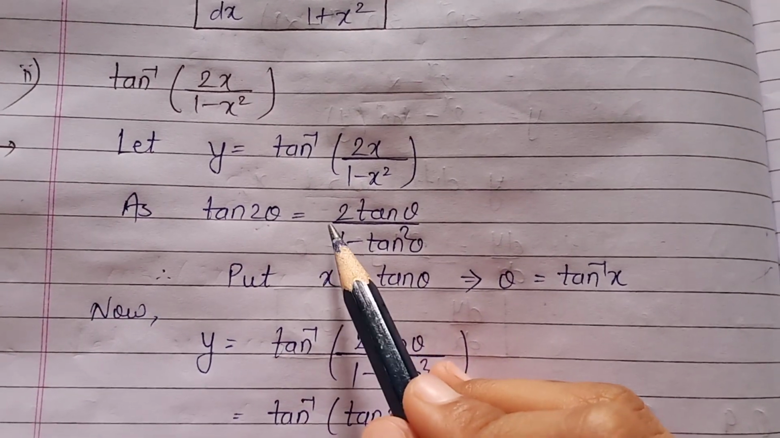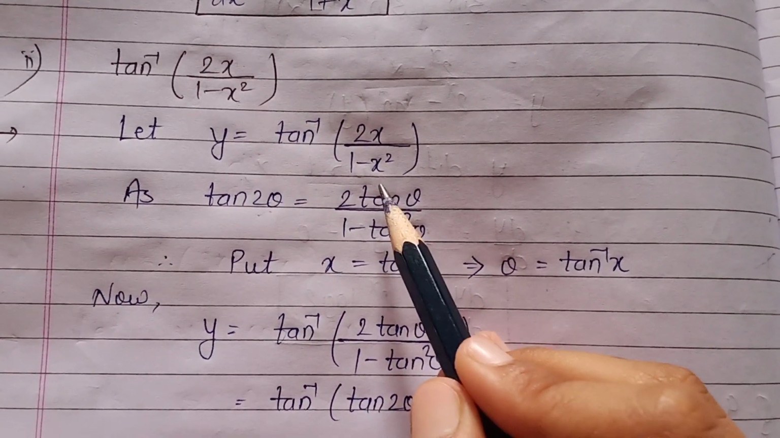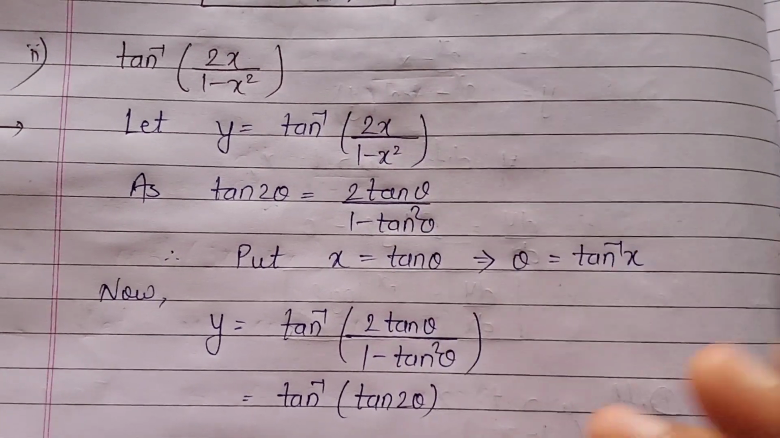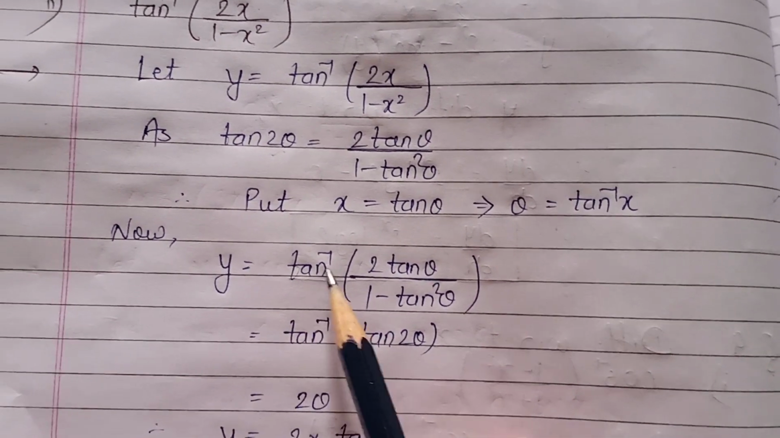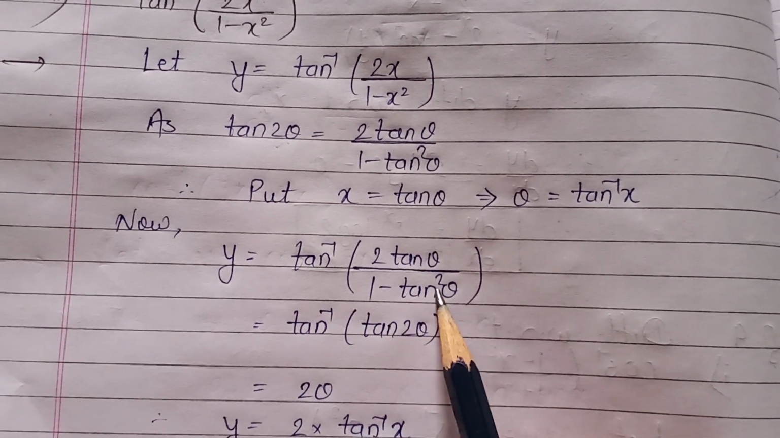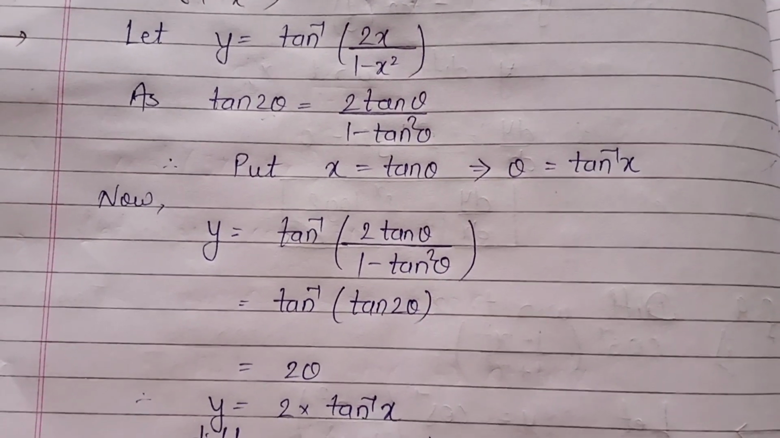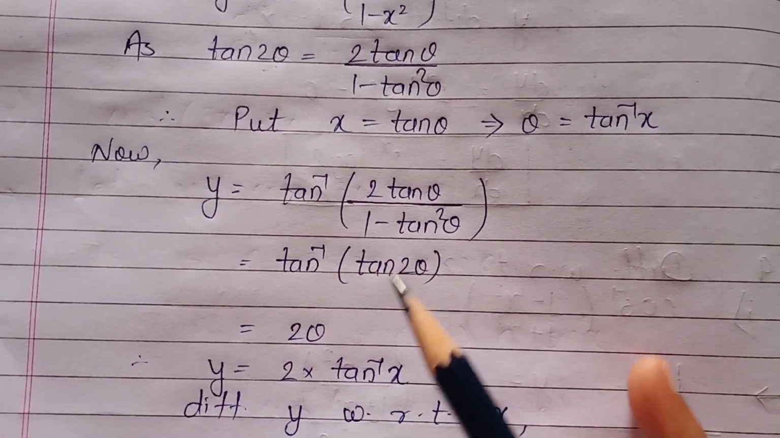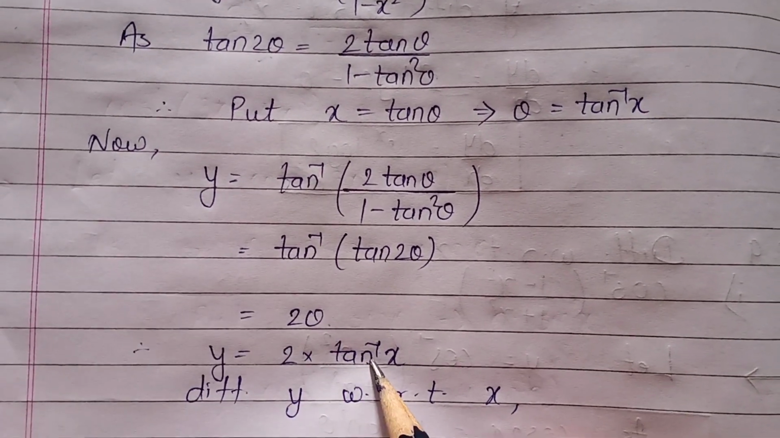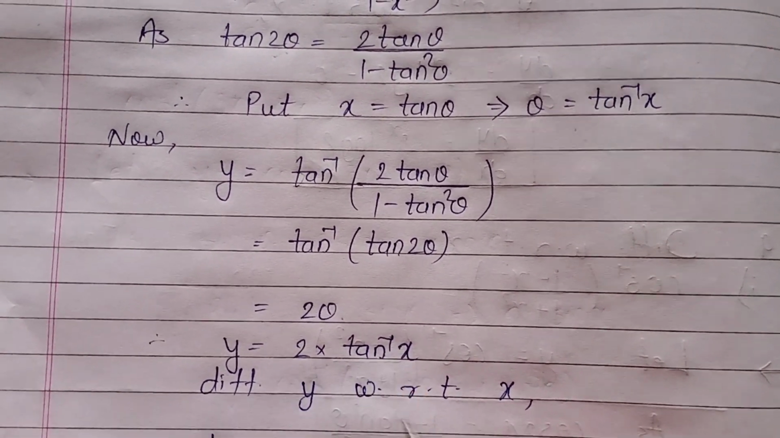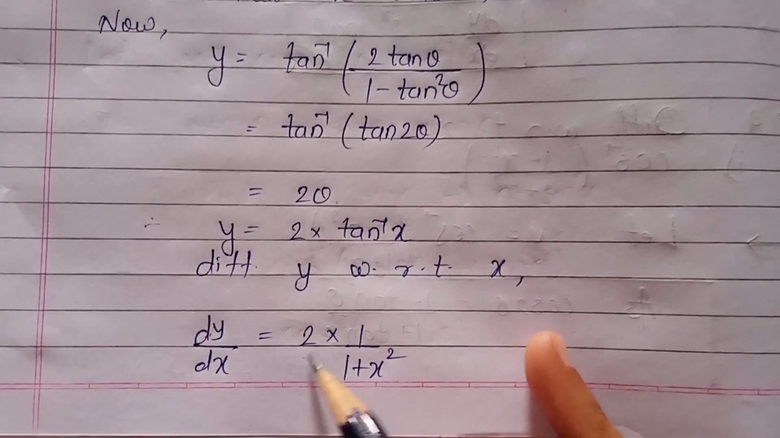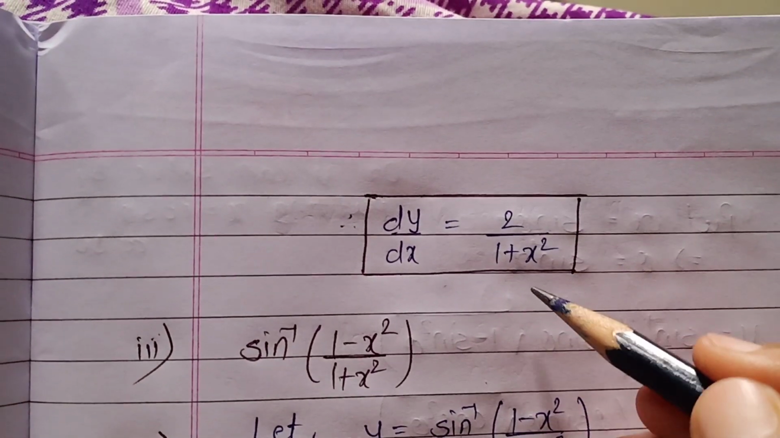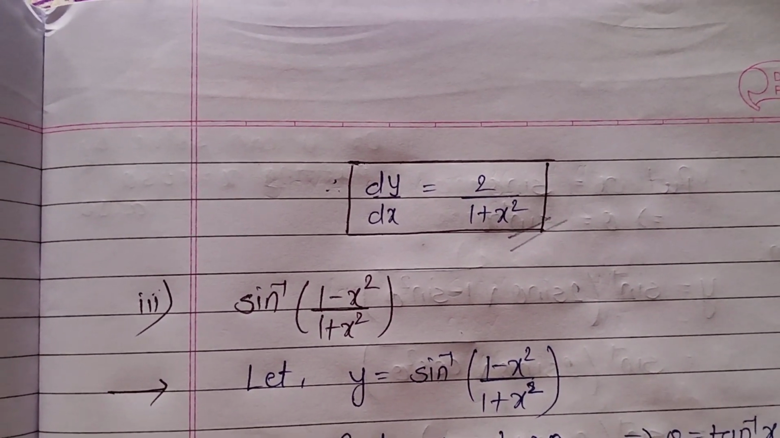So as tan 2 theta is equal to 2 tan theta upon 1 minus tan square theta, it means that instead of x we have to put tan theta. After writing that, y is equal to tan inverse of 2 tan theta upon 1 minus tan square theta, which is the formula for tan 2 theta. Now tan inverse and tan will get cancelled, only 2 theta will remain. Put the value of theta as tan inverse x. Differentiate this y with respect to x. Again we will get the same answer, 2 into 1 upon 1 plus x square. So the final answer is 2 upon 1 plus x square.